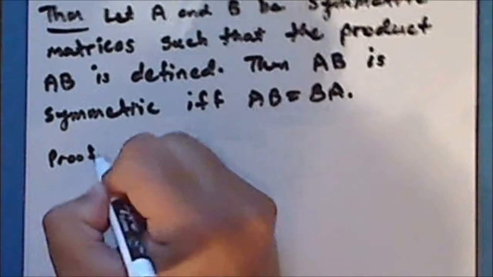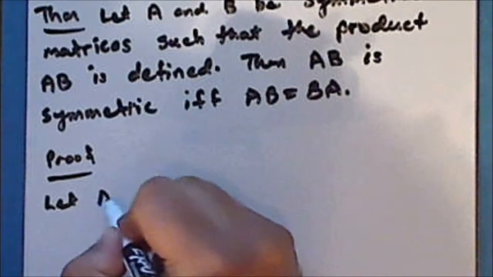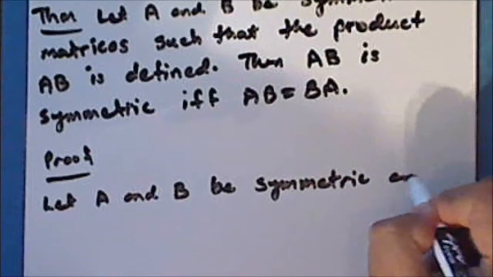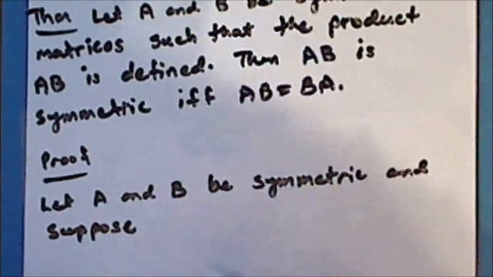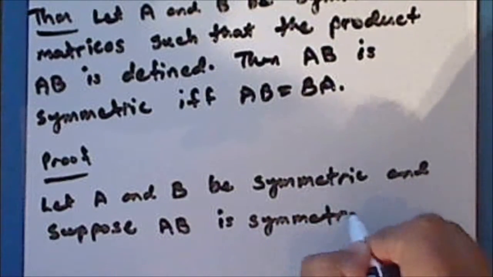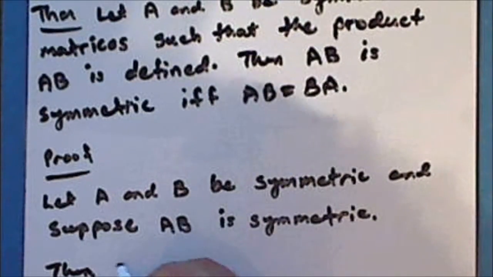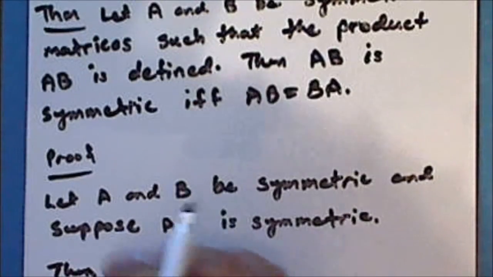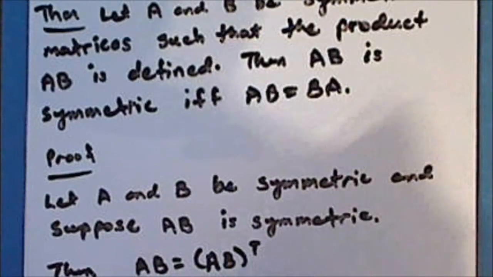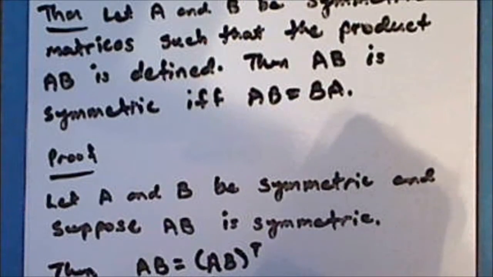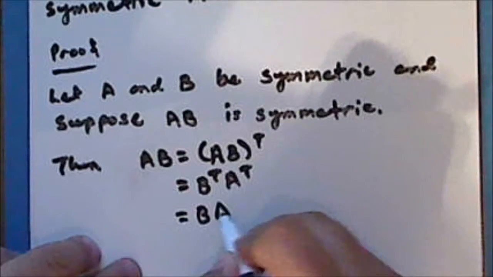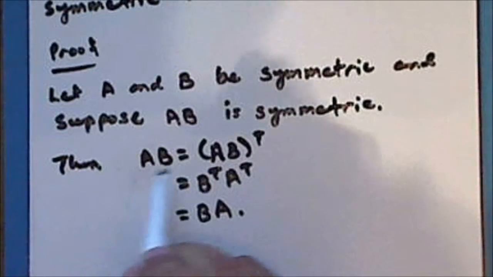So proof, let A and B be symmetric, and suppose that the product A times B is symmetric, then the transpose of A times B is the same as itself, which is the product of the transposes in reverse order, where B transpose is the same as B, and A transpose is the same as A, and hence the product A times B commutes.